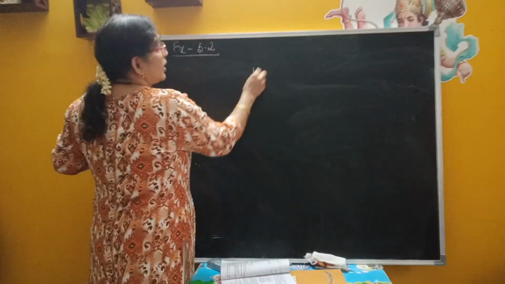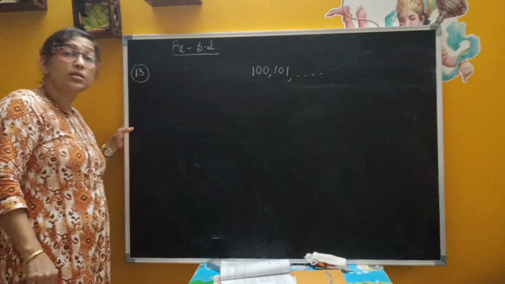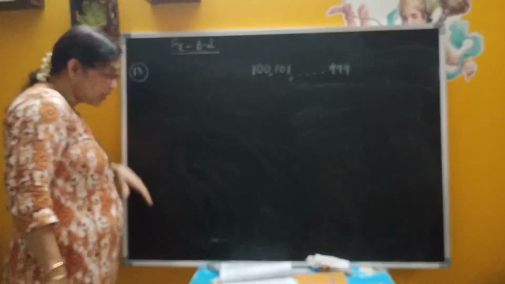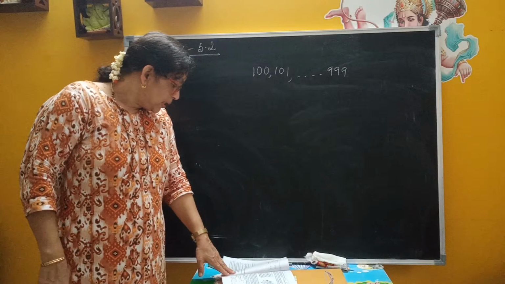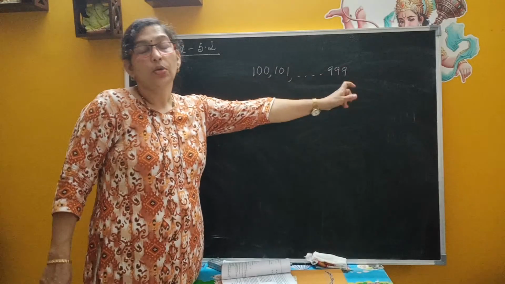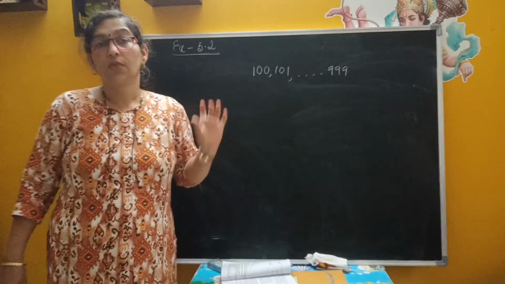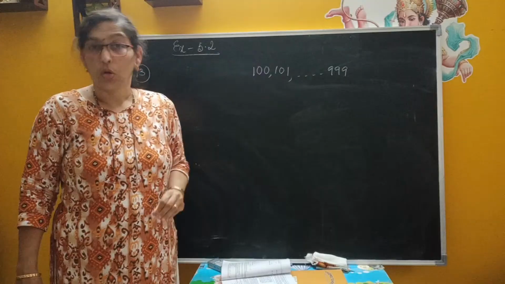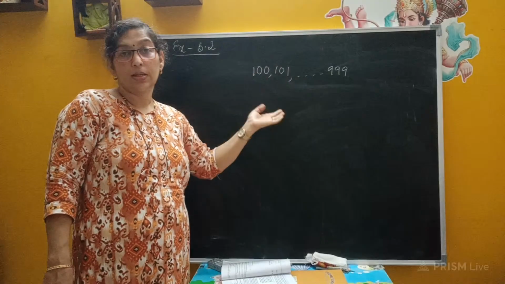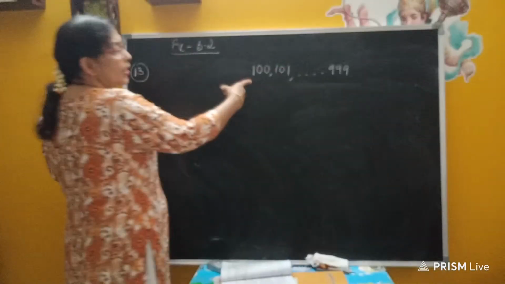Okay, so if you take 100, next 101, etc. Which is the greatest 3-digit number? That is 999. Now the question is, how many 3-digit numbers are divisible by which number? 7. So among these numbers we have to find the multiples of 7, or numbers which are divisible by 7. If you divide any of these numbers by 7, we should get 0 as the remainder.